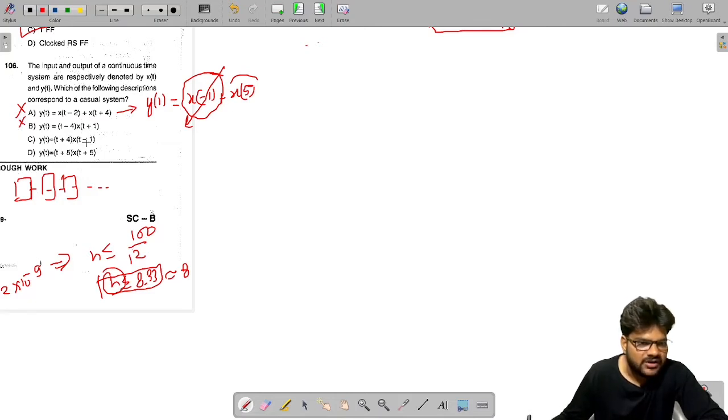And this one you can check out, this is depending on past value, so this will be causal. Again this is not causal because it is t plus 5. So correct option is C.